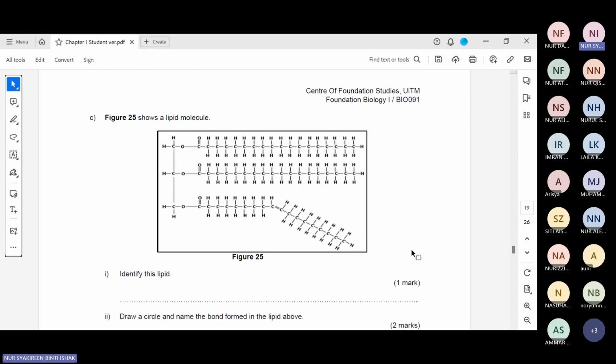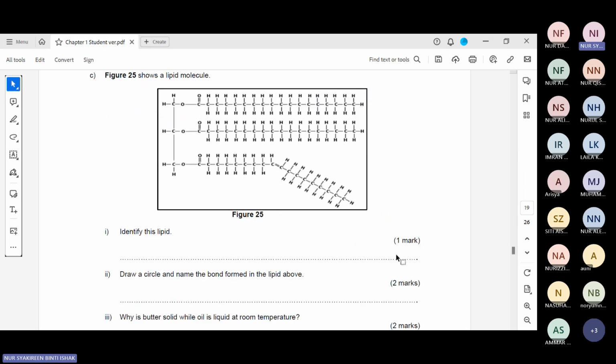Okay, so next, figure 25 shows a lipid molecule. Identify this lipid. Okay, soalan ni, dia punya jawapan dia kan. Kalau kita tengok kat nota you all, kita ada 3 classes of lipid. Kalau dia cakap 3 classes of lipid, so maksudnya this one, by you looking at this, your answer should be triglyceride. Okay, triglyceride ataupun fats.